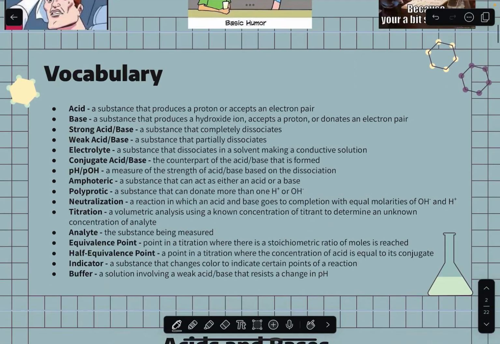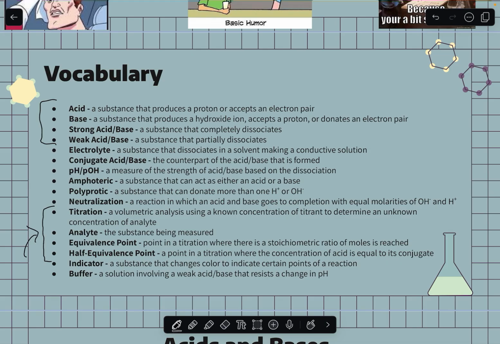So some of the vocabulary. We'll talk about acids, bases, strong acids and bases, weak acids and bases, electrolyte, conjugate acids and bases, pH, pOH, amphoteric, polyprotic, neutralization, titration, analyte, equivalence point, half equivalence point, indicator, and buffer. Okay, so if you're in advanced chemistry during 10th grade, you actually have done a titration reaction before, so you've done part of this before, but we're going to talk about a little more detail.